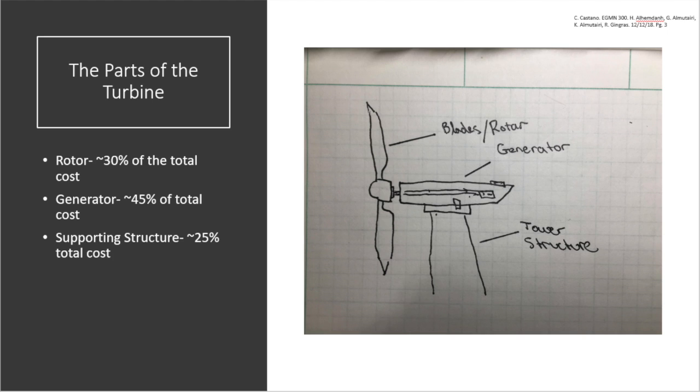The last part is the surrounding structure, which equates to almost a quarter of the total wind turbine cost, which includes the tower and the rotor yaw mechanism.